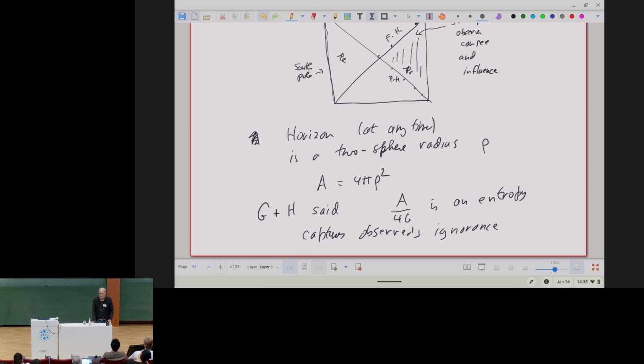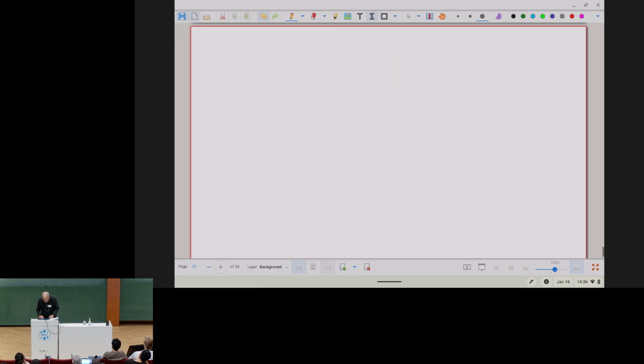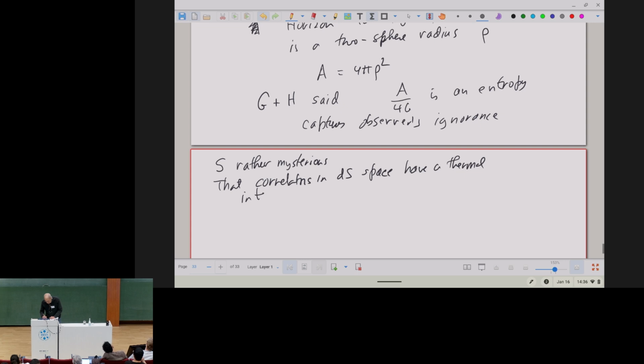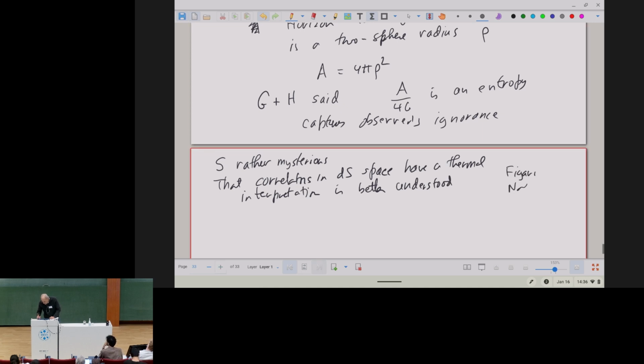And if you think black hole entropy is mysterious, let me assure you that entropy in the cosmological context is even less understood. So it's definitely more mysterious than black hole thermodynamics. But the fact that correlators in de Sitter space have a thermal interpretation is better understood. Apart from Gibbons and Hawking, the original references are Figari, Höegh-Krohn, and Nappi, approximately 1975.